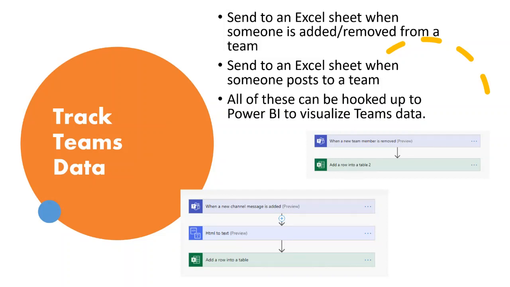You're able to send to an Excel sheet when someone's added or removed from a team, so you can look at growth of a team over time if you're managing a community. You can send to an Excel sheet when someone posts to a certain channel in a team. And then all of this can be hooked up to Power BI to really visualize the data that you've been collecting.